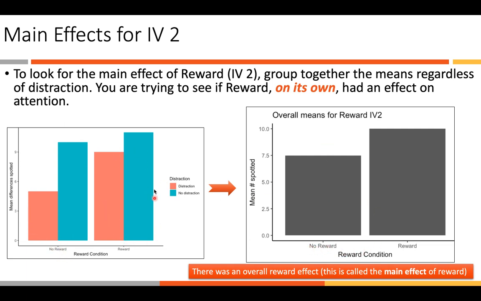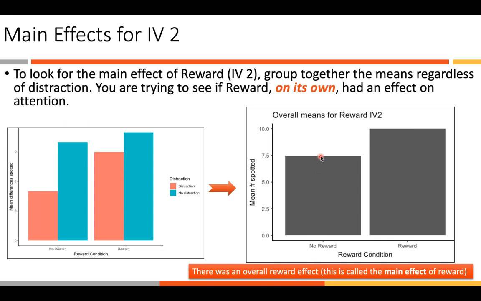We take these 2 bars here on the right of our first graph. We average them together. We average across distraction. We average them together, and that produces our second bar that is just for reward conditions. We compare these 2 bars together, and it looks like we have a main effect of reward, such that participants who were offered a reward performed better than participants who were not offered a reward, who performed worse.